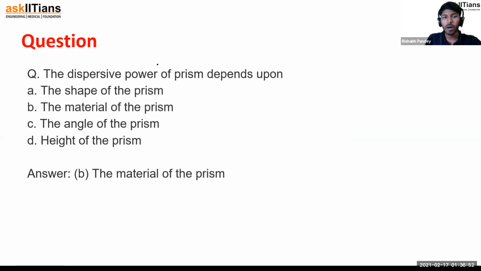Next, the dispersive power of a prism depends upon. We even talked about this, and it depends upon the material of the prism. That means from which material the prism has been made. I hope I am clear till this part.